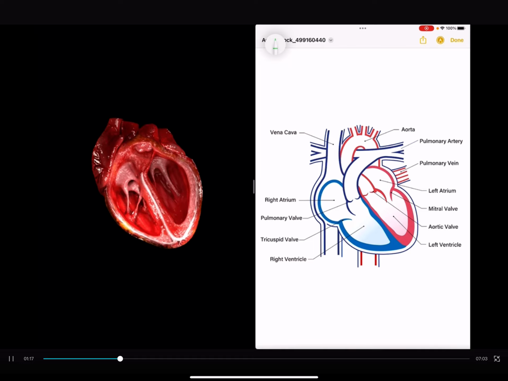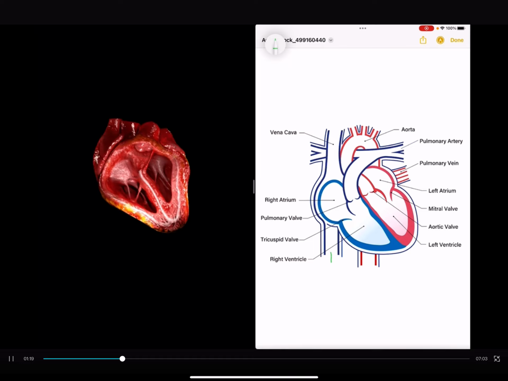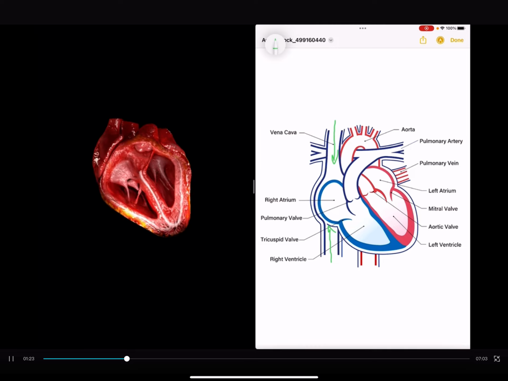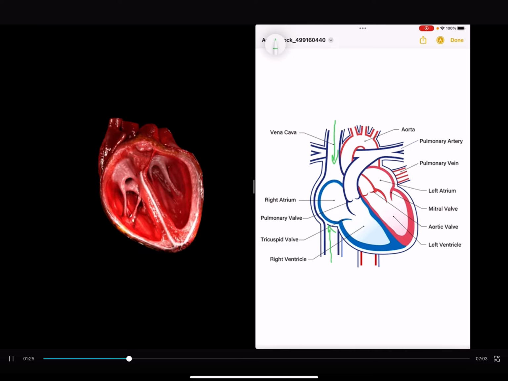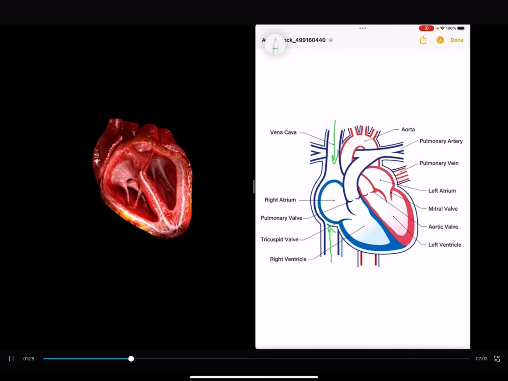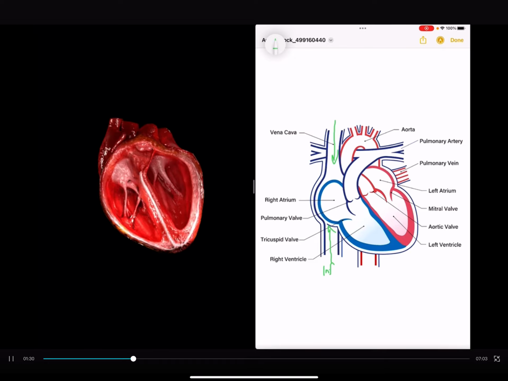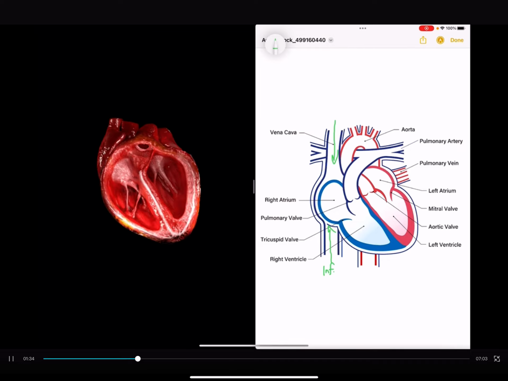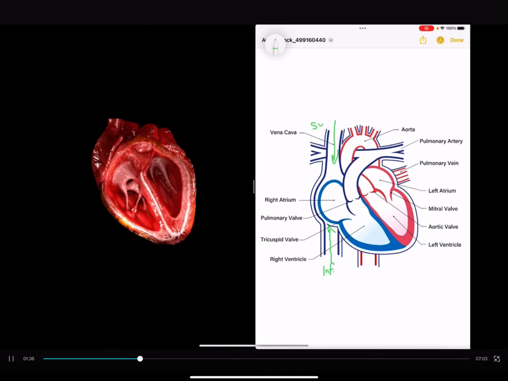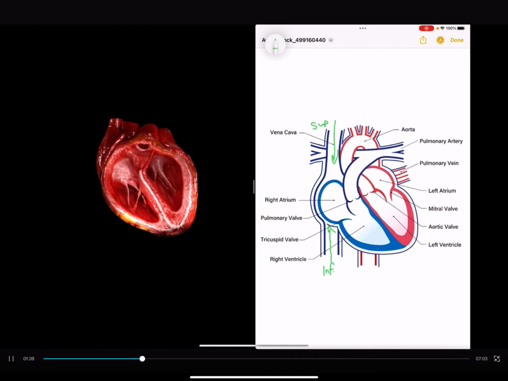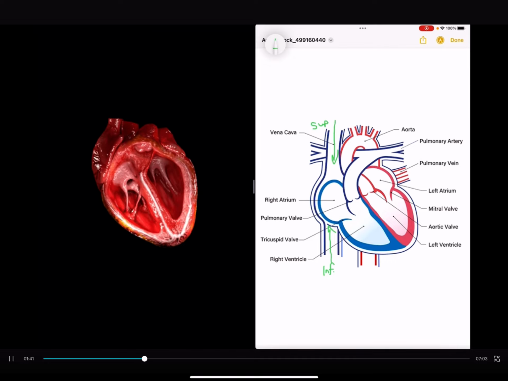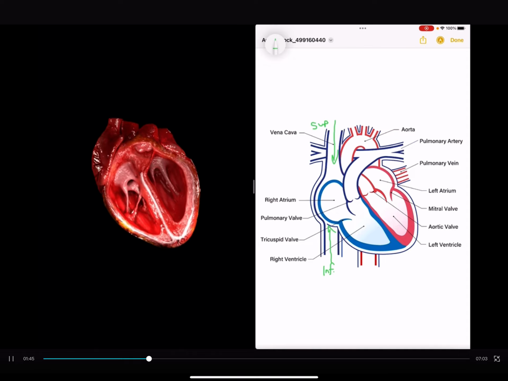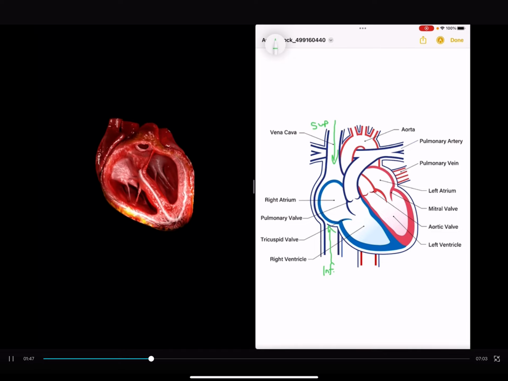All right. So the blood enters the heart through the main veins called the superior and inferior vena cava. This would be the inferior, meaning bottom, and this is our superior, meaning above or top. So the blood enters the vena cava and is going to flow into our right atrium.